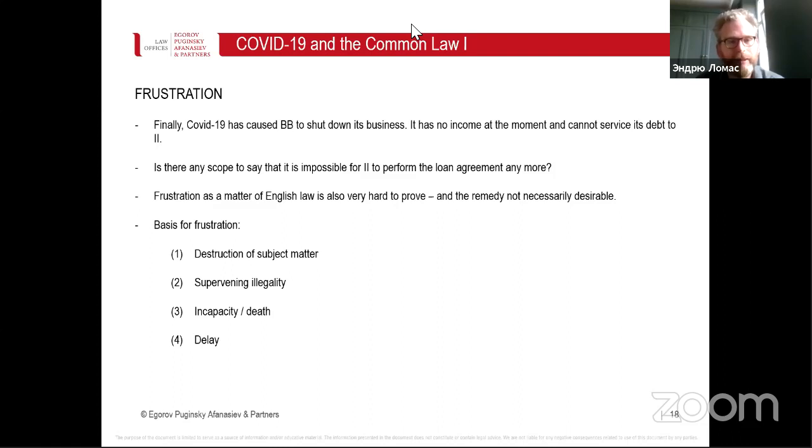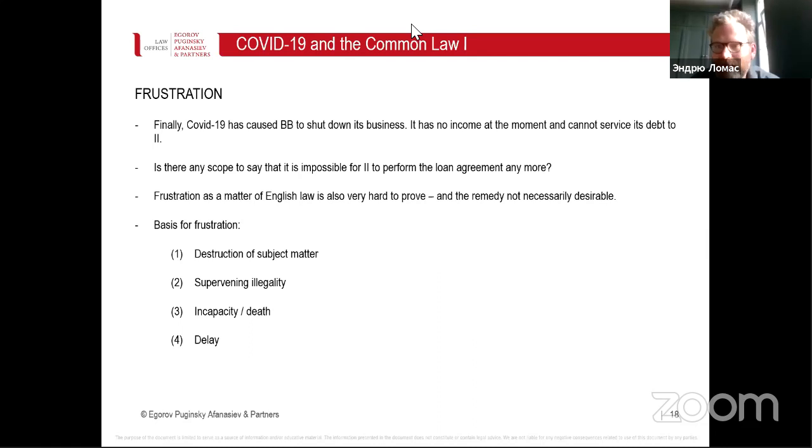Point two here is the basis for showing frustration. And we're looking at, in terms of Borisov and Ivanov, a loan agreement that he basically can't perform because his cash flow is becoming constrained. So we look at these bases very briefly. Basically, destruction of the subject matter. This is more amenable to a supply agreement, a goods agreement, where it's just impossible because either the ship has sunk, the goods don't exist anymore, or some other destruction of the subject matter of the agreement. So that's not applicable here.